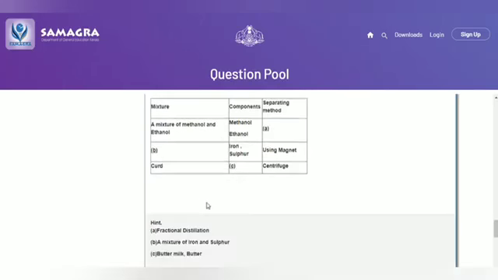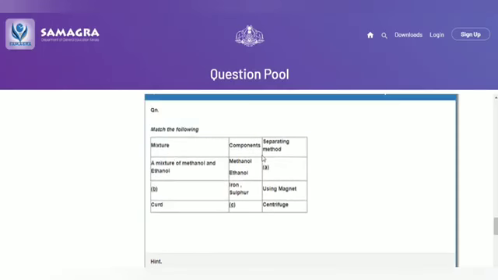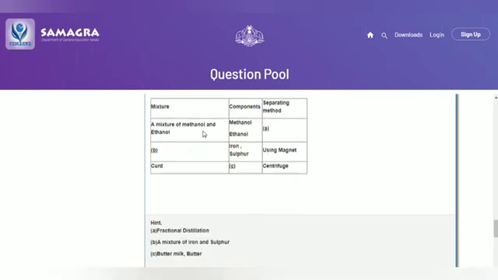Match the following. In one column a mixture is given, the second column has the components, and the third is the separating method. The mixture of methanol and ethanol: components are methanol and ethanol, so the separating method is fractional distillation. Second one, the components are iron and sulfur, so this mixture of iron and sulfur is separated using a magnet.